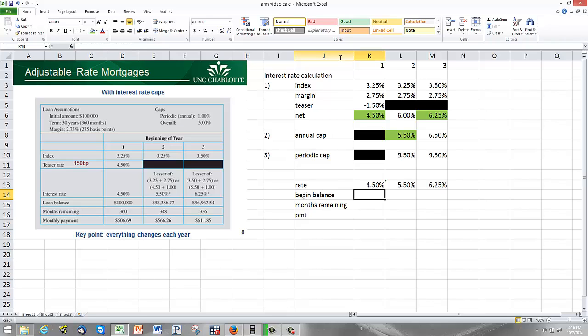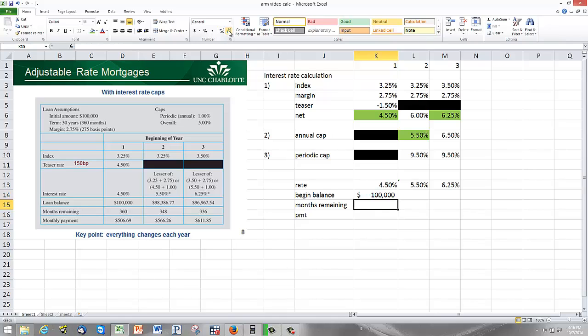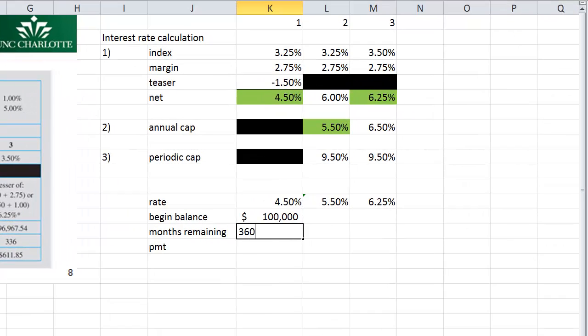The beginning balance, we see that the loan amount, initial amount, is $100,000. So we'll put that in there and format that, make sure that that's correct. Months remaining. When we start the loan, since this is a 30-year mortgage, we have 360. The next year, 12 months will pass, and then the next year 12 months will pass. So each time this months remaining is going to decrease by 12 months because we've now changed years. And so we'll have to compute these, and then we're going to have to, of course, compute our payment, which is what we're interested in.